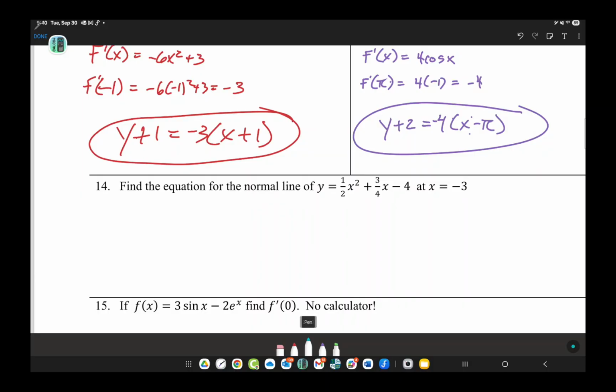Now, you will not be asked for a normal line on the test. It's the exact same as a tangent line. You remember parallel and perpendicular lines? You basically find the slope of the tangent line and then take the negative reciprocal, the perpendicular slope. That's the only difference between a normal and a tangent line. Once you find your slope, you flip the fraction and change the sign. There's your normal slope. But it's not going to be on your test, so I'm just not going to worry about it.